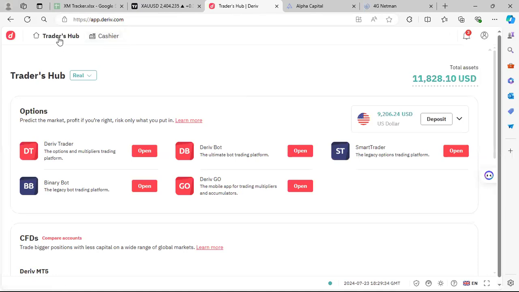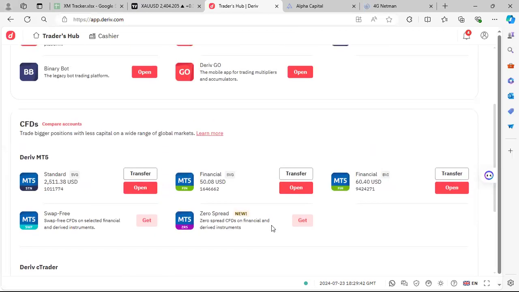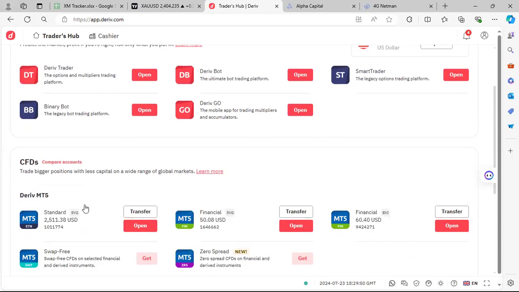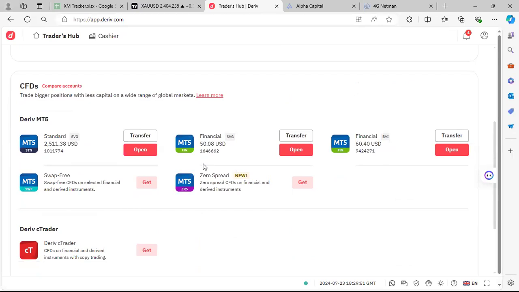Then you come to Traders Hub. Once you're on the website, you navigate to Traders Hub. You scroll down to, if you're using a phone, you should switch to CFD. You're going to find options there, and then CFDs. Under CFDs, we mostly use the MT5 account. That is where the MT5 account is. Switch to CFDs, and then you'll find them in most cases in the standard account. If you don't have a standard account for Deriv, you should just click open or get. You should get the standard account.